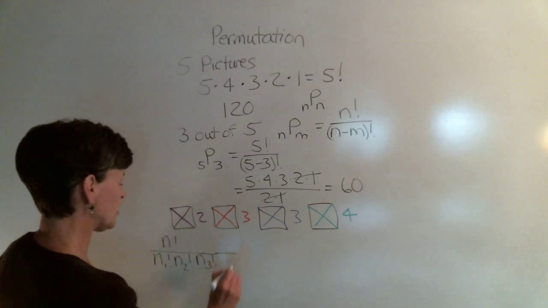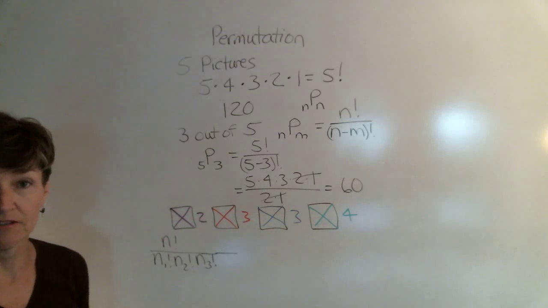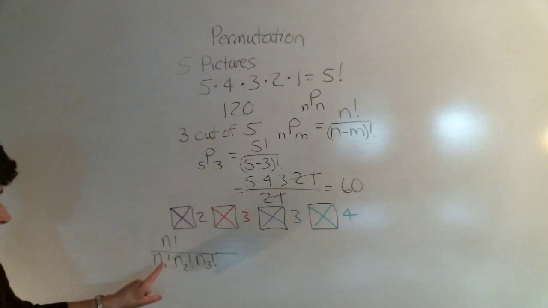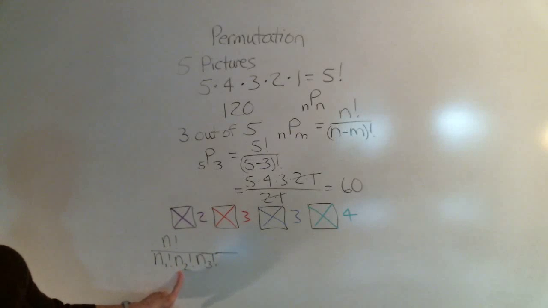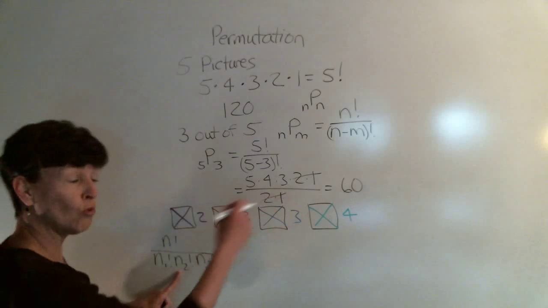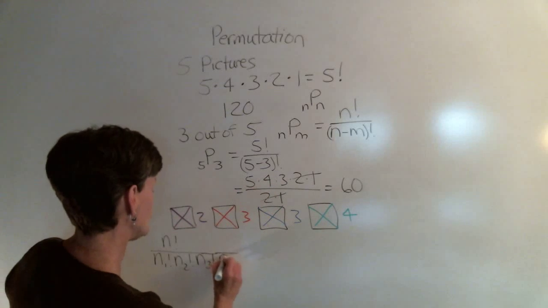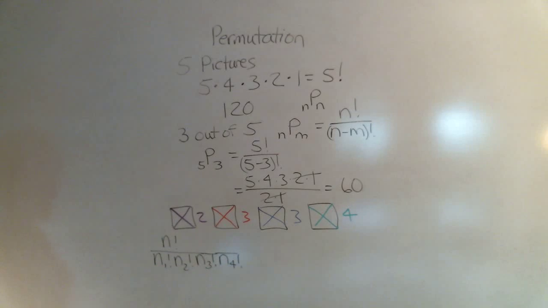Well, how many of these am I going to have down here? Well, it depends on how many different groups I have. You see, I have a group of 2 that are exactly alike. So 2 is going to be n sub 1. I have a group of 3 that are exactly alike. So 3 is going to be n sub 2. I've got 4 different groups of things that are exactly alike that I want to arrange. So I need to put 4 of those down there.